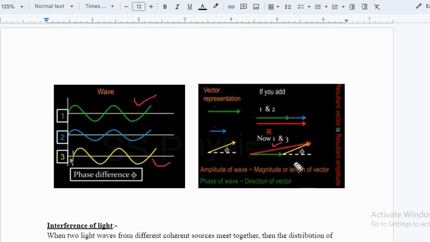Now one can calculate, by using this, what will be the resultant amplitude. For the superposition case, one can use this. Now we can take a simple example of a special case of superposition of light, which is known as interference. So what happens in case of interference of light?